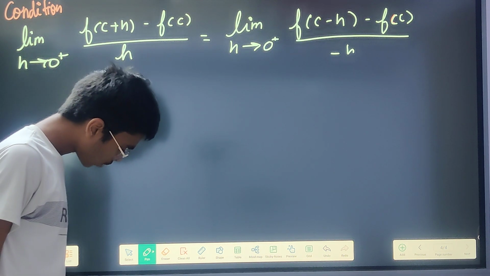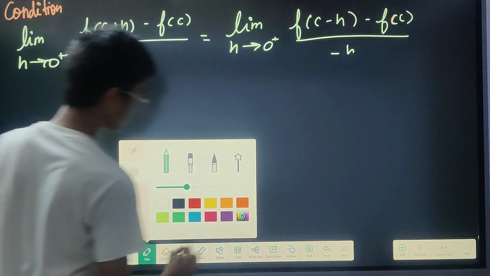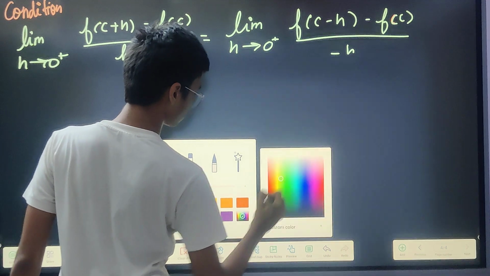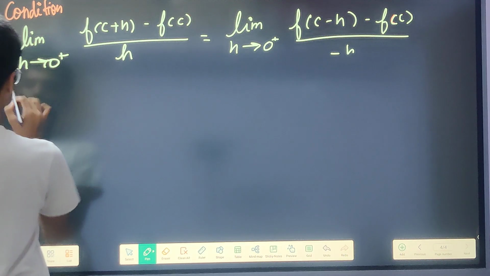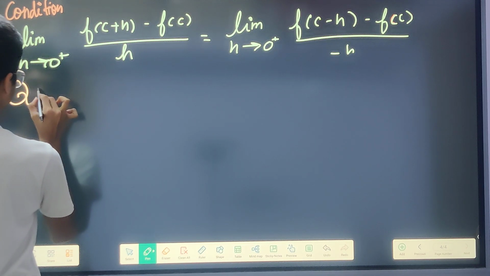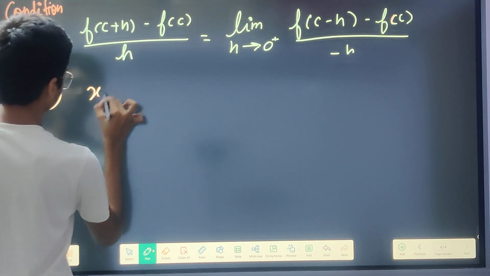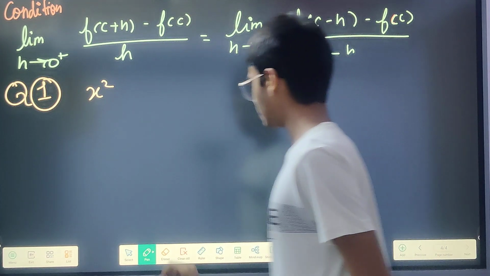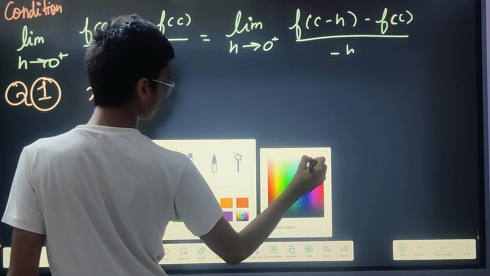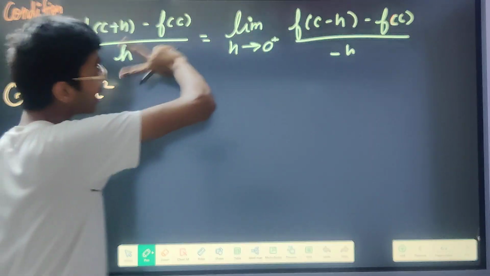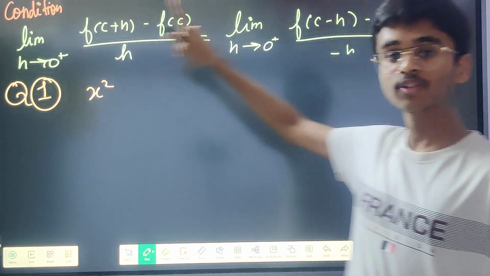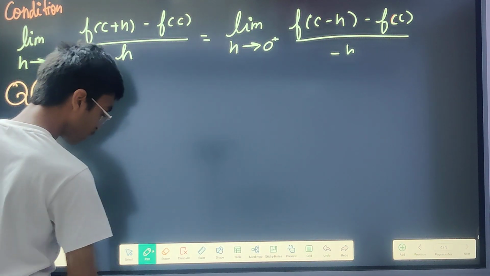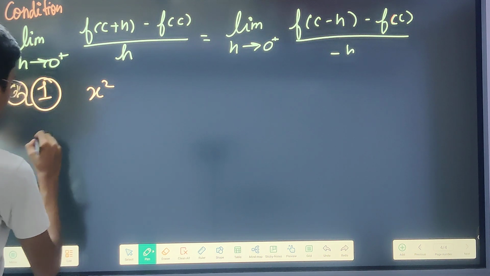Now I want to prove the differentiation of, sum number 1, question number 1, x square. How will I prove the differentiation of x square? Use this formula. This one is to check whether they are differentiable or not. And to find the differentiation, use this formula.